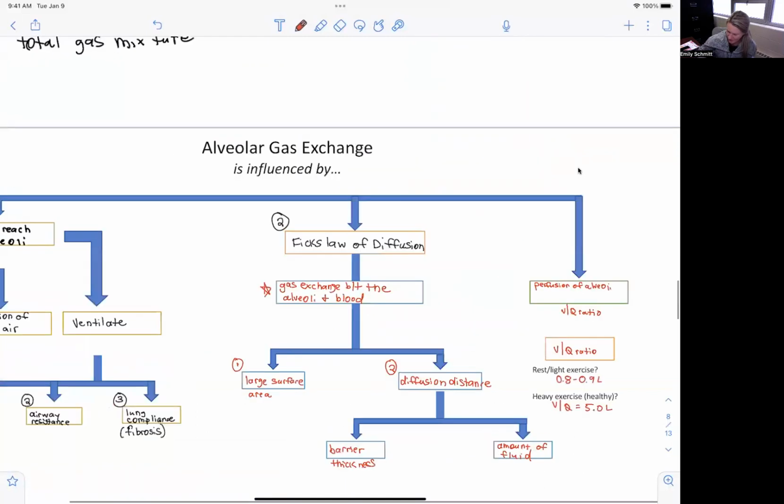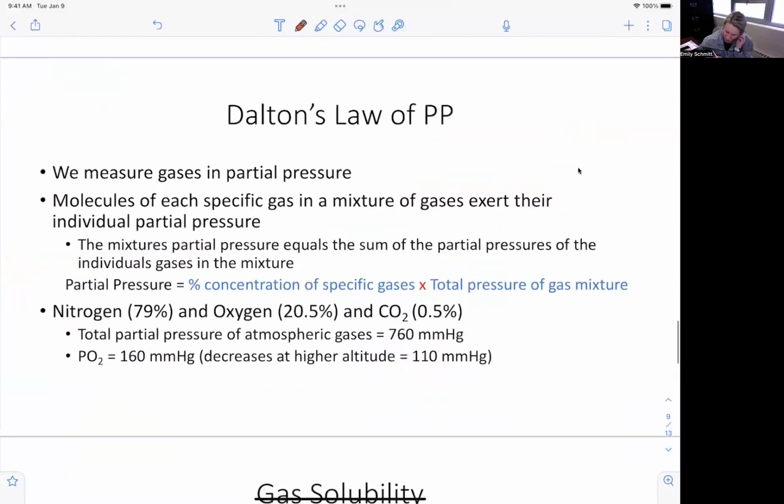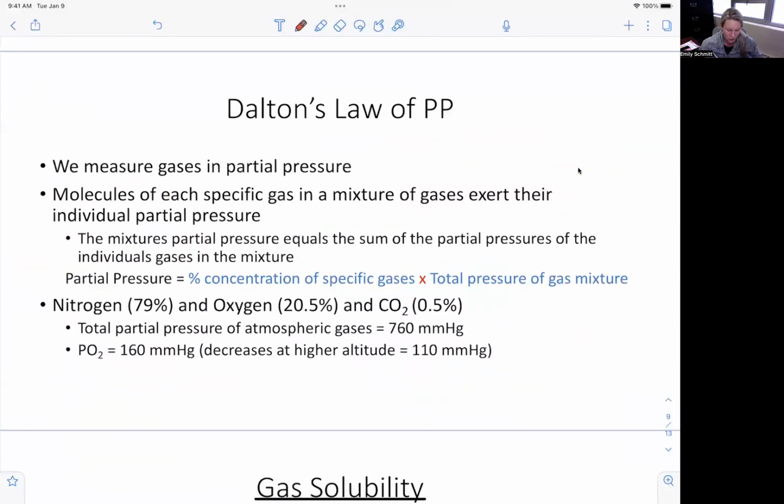So this is just a nice little kind of graph. I guess it's not really a graph. Visual to show us what alveolar gas exchange is influenced by. So I'm not going to go into a lot of detail about these different laws, but I thought it's important to at least mention, and we've touched on this a little bit, that we measure gases in a partial pressure. And so molecules of each specific gas in a mixture exert their individual partial pressures.